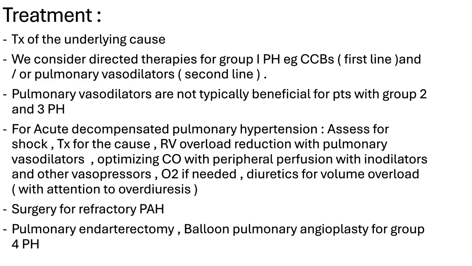If we have patients with acute decompensated pulmonary hypertension, we have to assess for shock. We give oxygen if it's needed, diuretics for volume overload with attention to over diuresis. We reduce the right ventricular overload with pulmonary vasodilators, and we treat the cause. Surgery, if it's needed, has to be performed. For example, it can be balloon pulmonary angioplasty for group 4 of pulmonary hypertension or pulmonary endarterectomy.